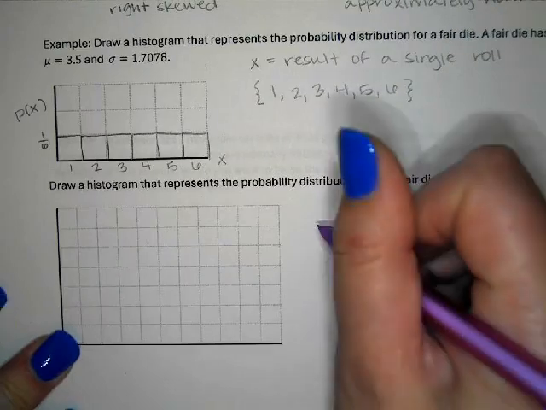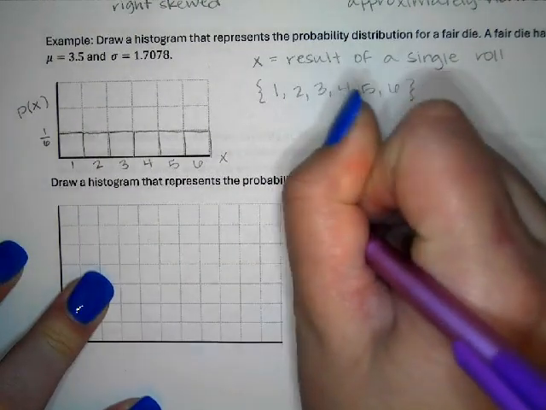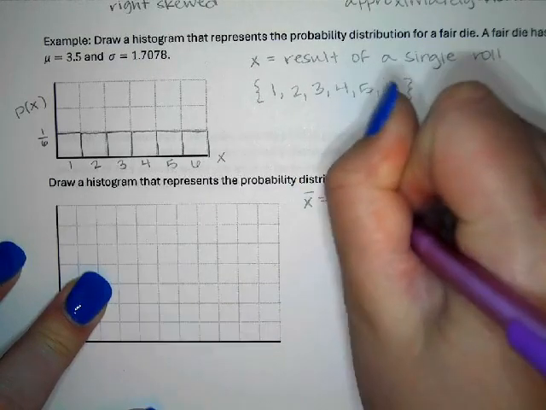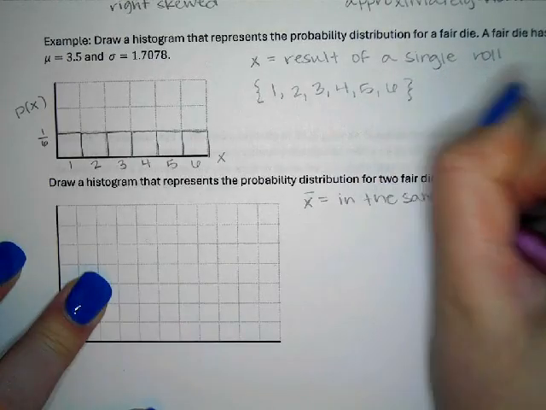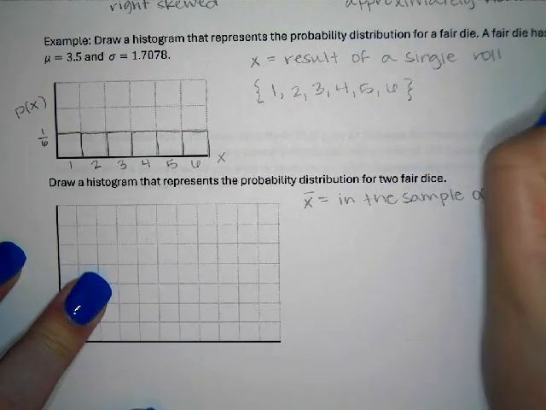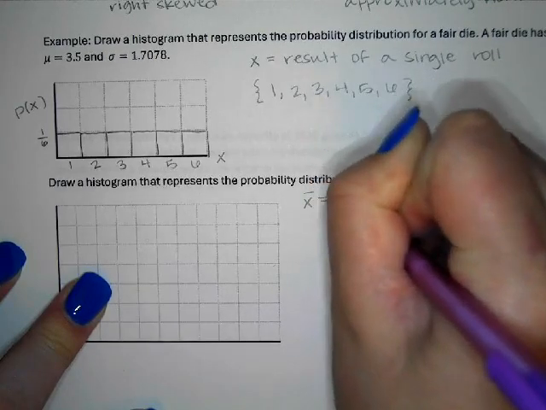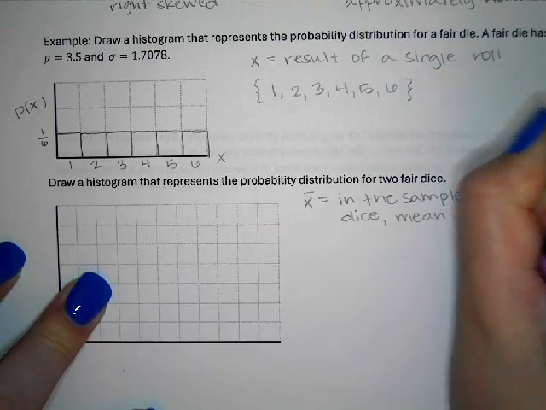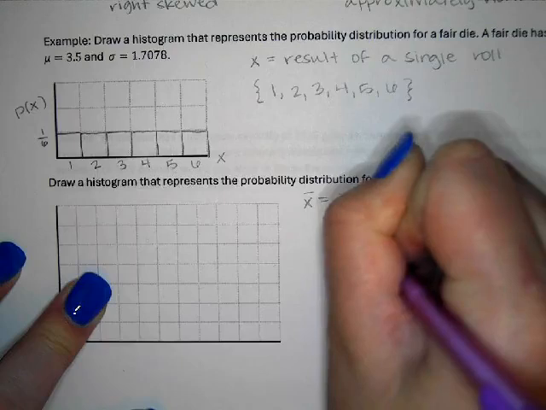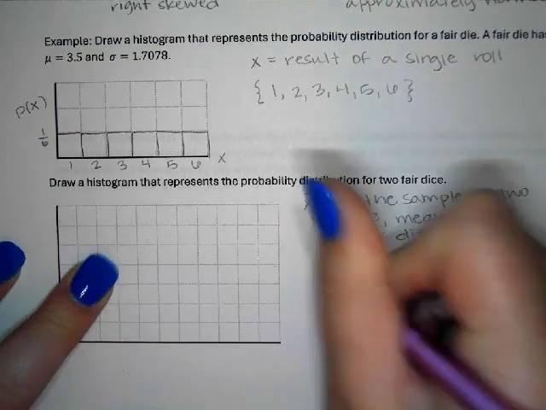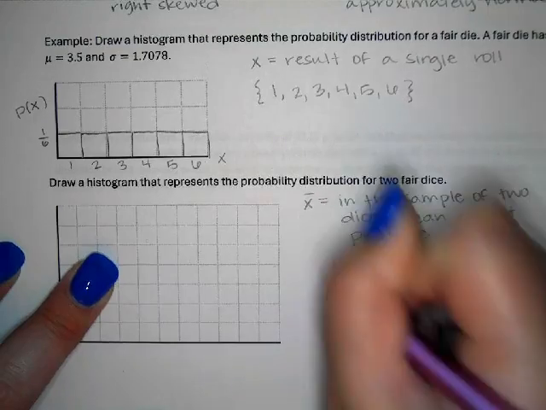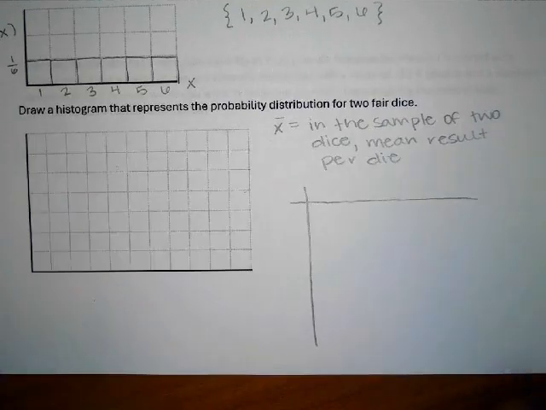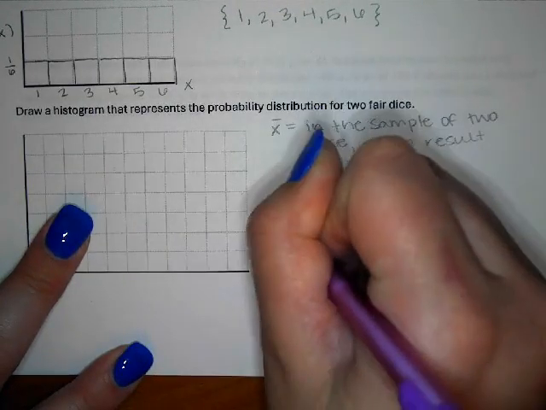So if we have 2 fair dice, we're going to say that x bar, or the sample mean, in the sample of 2 dice, is the mean result per die, and that will make more sense in a minute. So what we're going to do is draw a table to help us figure out all the possible results if we roll 2 dice.